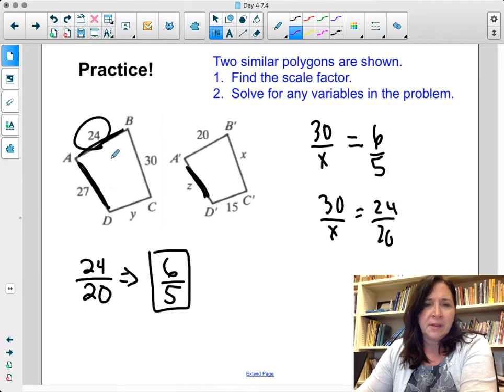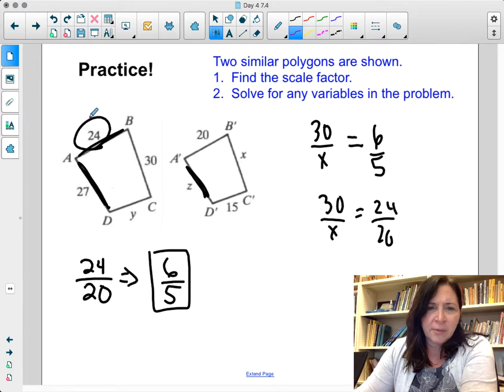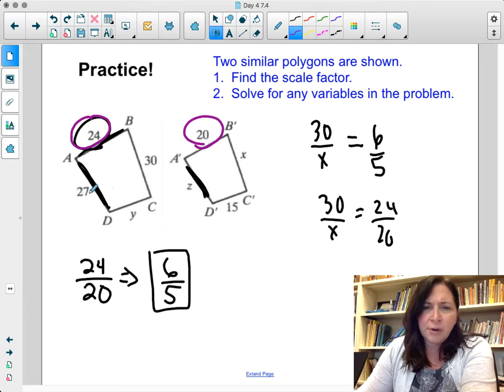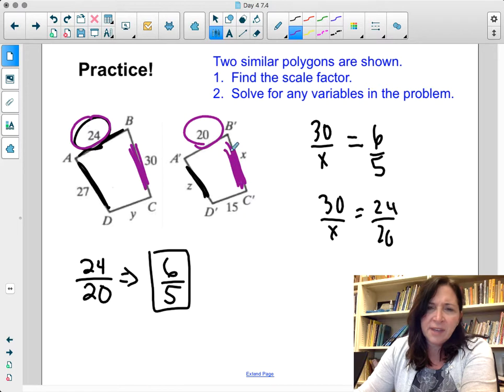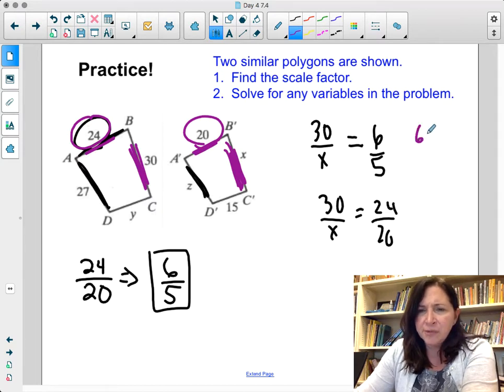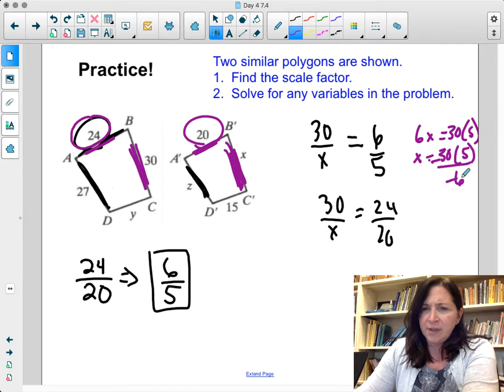Okay. Oh, look at this one, it's already done for us. Let's see here. Scale factor, 24 is to 20. Oh, that's done here. We're going to reduce that to 6 is to 5. Let's say in order to find x, where's x? X is here. So you're going to go 30 is to x as 24 is to 20. And we already reduced that, so you'd say 6 is to 5. We would cross multiply. We'd go 6x is equal to 30 times 5. Divide by 6. So x equals 30 times 5 divided by 6. And what is that? 6 goes into 30 5 times, so x is equal to 25.